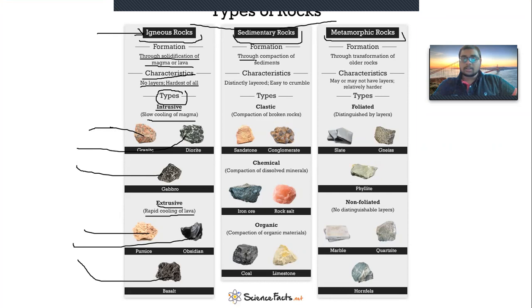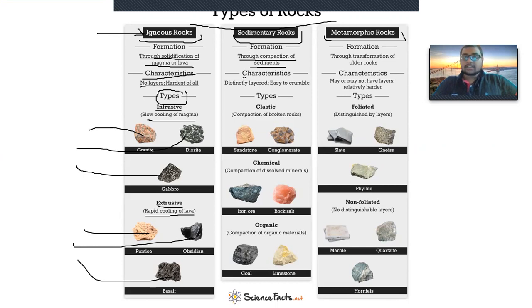Sedimentary rocks are formed through the compaction of sediments. You know what the sedimentation process means. Sedimentation means that layer by layer gets deposited over time, and gradually because of that deposition these rocks are formed. Layers of soil or layers of rocks go on and on, and that heap after many years becomes a rock.